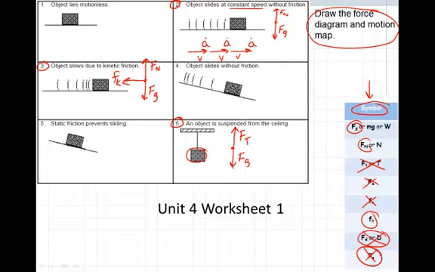Our motion map includes just a dot showing that there's no velocity and a dot for acceleration showing that there's no acceleration. For number 3's motion map, it would look like this. The object is definitely moving to the right, but it's slowing down, so our velocity arrows are getting smaller. Because they're getting smaller, the acceleration arrows point in the opposite direction.